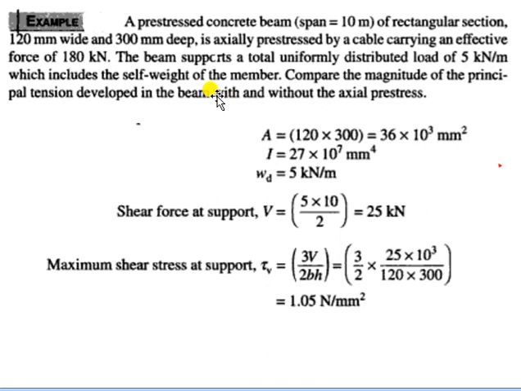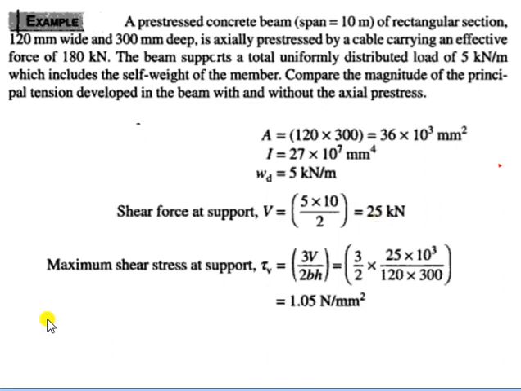Therefore, reactions Ra and Rb will be equal to WL by 2. So WL by 2 is nothing but the support reaction, which is nothing but shear force at the support. So shear force at support V is equal to WL by 2. So W is total weight, 10 is span of a beam, divided by 2, which is equal to 25 kilonewton. So shear force at the support section is equal to 25 kilonewton.